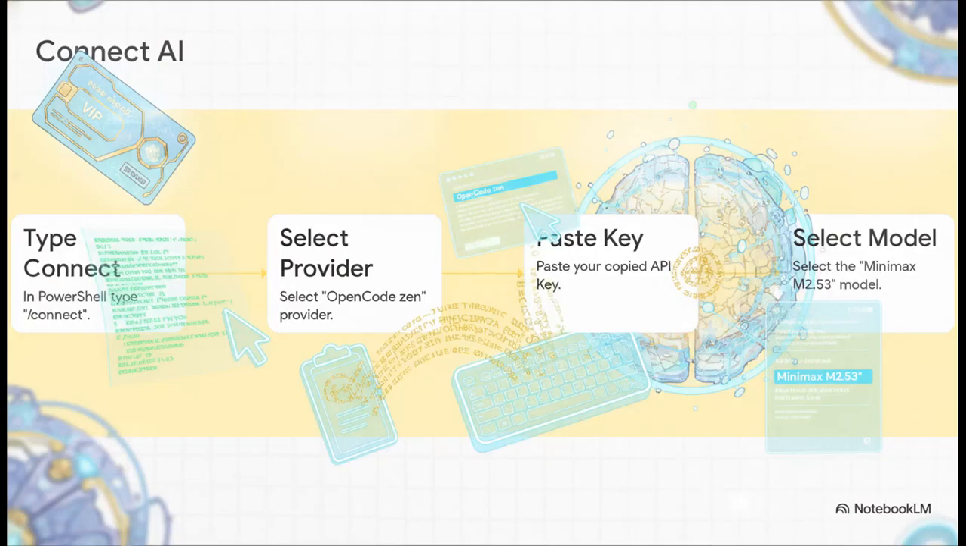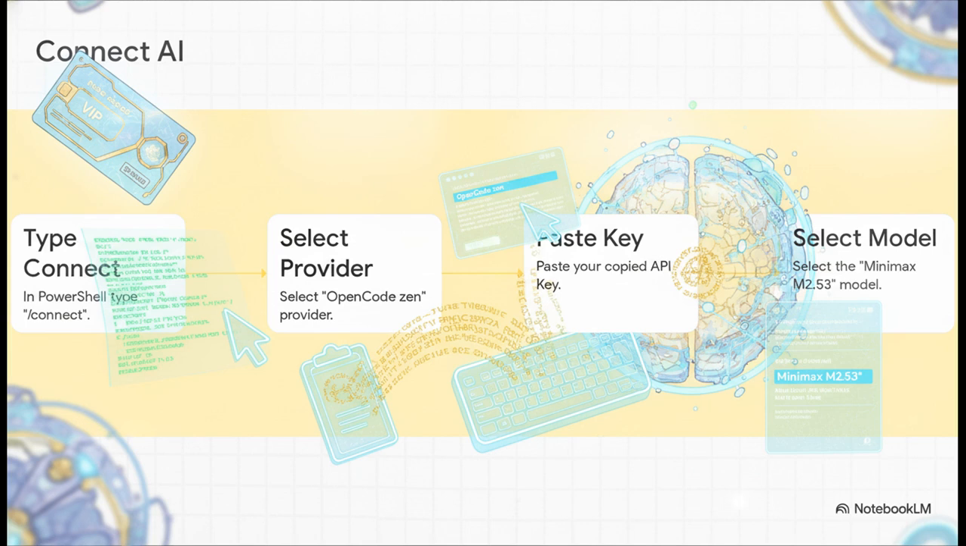Okay, now let's feed that VIP pass to our system. Go back to your PowerShell window where opencode is running. Type /connect and hit Enter. A little menu will pop up asking for your provider. Use your arrow keys to select Opencode Zen. It'll then ask for your API key. Just paste in that long string of text you copied from the website and hit Enter.